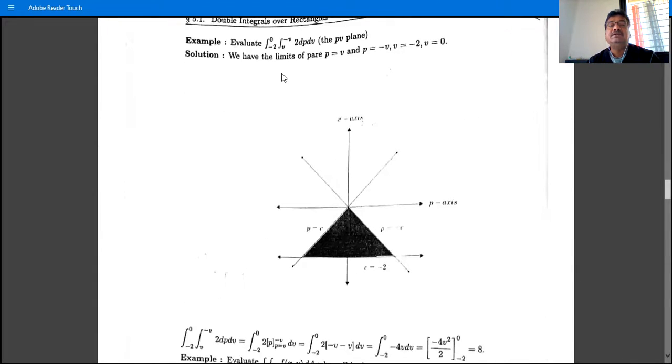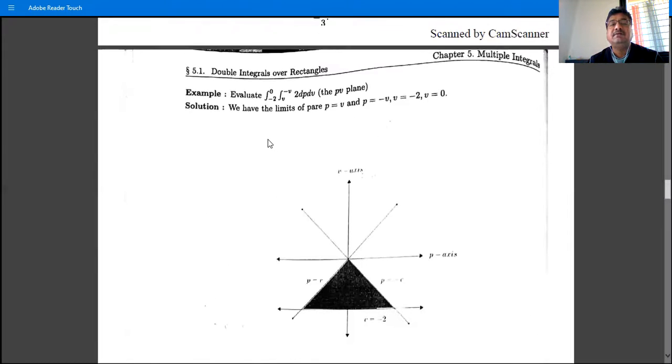Then evaluate the integration from minus 2 to 0, integration from v to minus v, 2 dp dv. So this is the PV plane. In place of p we can use x, and in place of v we can use y. So this is the PV axis, p axis, v axis. Instead of x axis and y axis, we draw the x axis as the p axis, the y axis as the v axis, and then draw the figure.